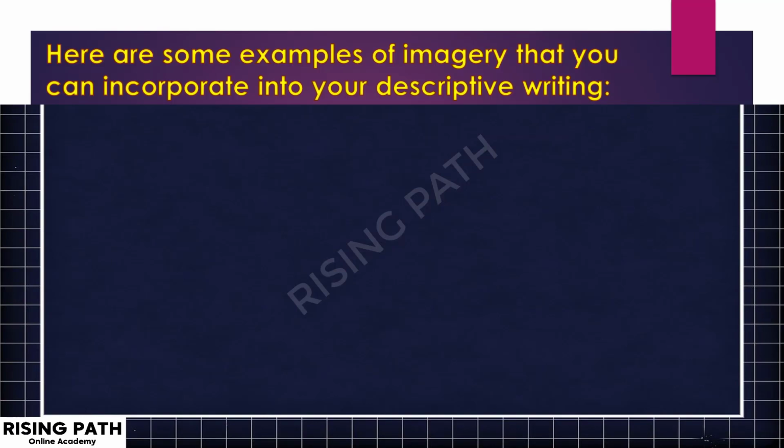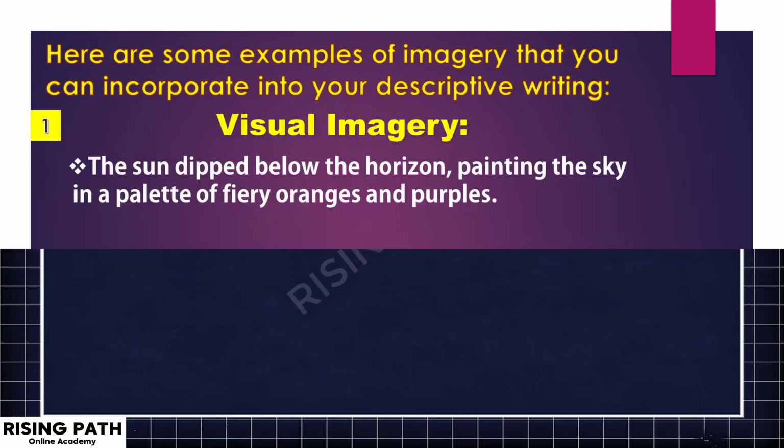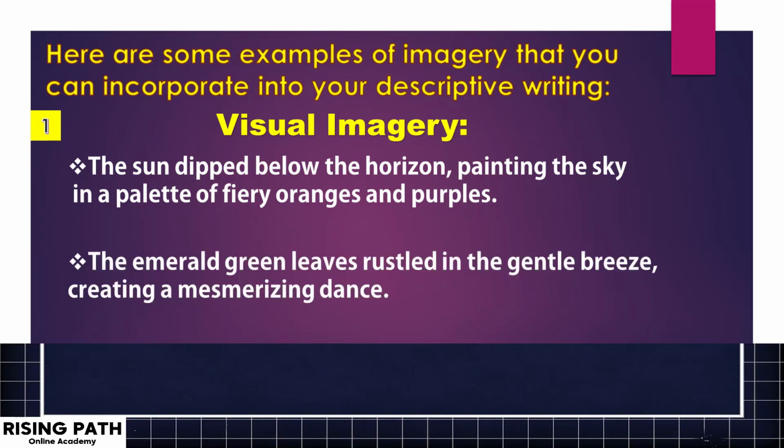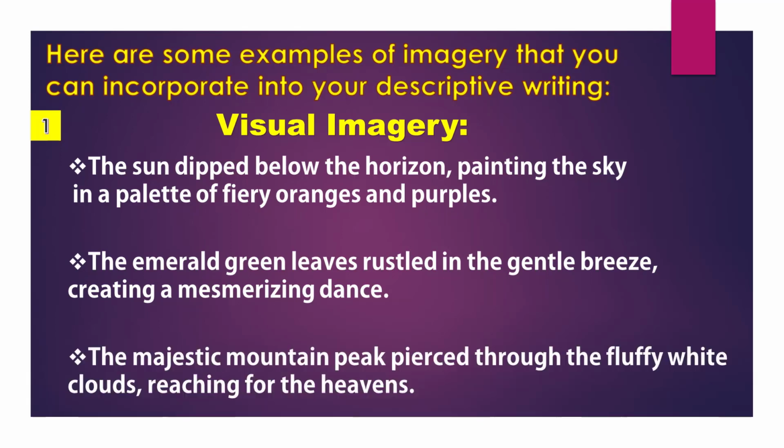Here are some examples of imagery that you can incorporate into your descriptive writing. Number one is visual imagery. Examples are: the sun dipped below the horizon, painting the sky in a palette of fiery oranges and purples. Number two, the emerald green leaves rustled in the gentle breeze, creating a mesmerizing dance. Number three, the majestic mountain peak pierced through the fluffy white clouds, reaching for the heavens.